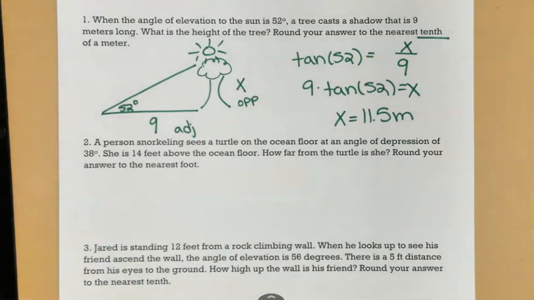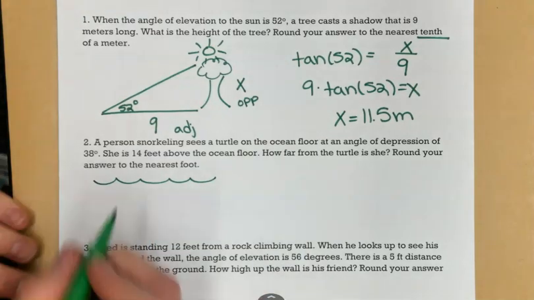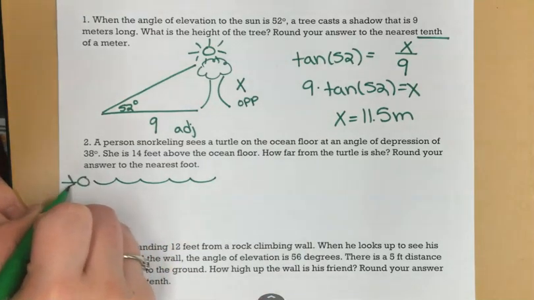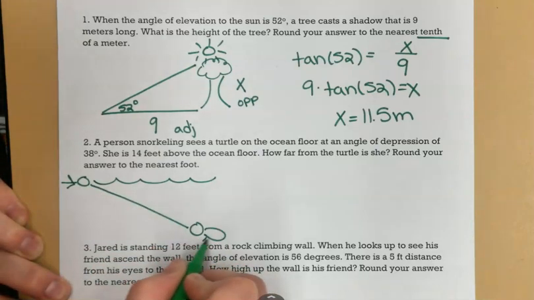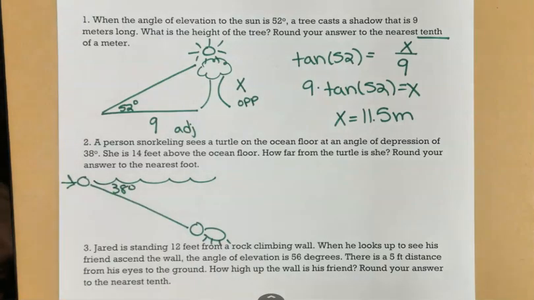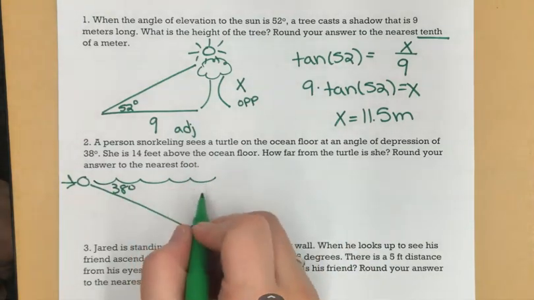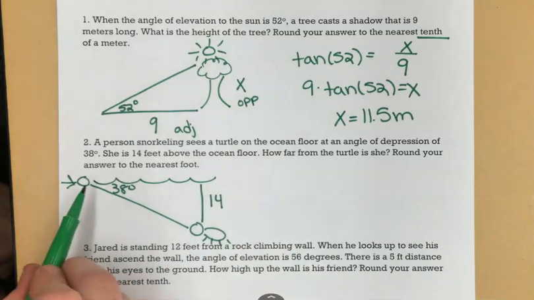Okay, moving on to the next one, we've got a person snorkeling that sees a turtle on the ocean floor. So my horizontal is going to be the ocean. And if this is my person snorkeling, they are looking down at this little turtle. And that angle of depression is 38 degrees. She is 14 feet above the ocean floor, so that's referring to that vertical distance here. And we want to know how far she is from the turtle.